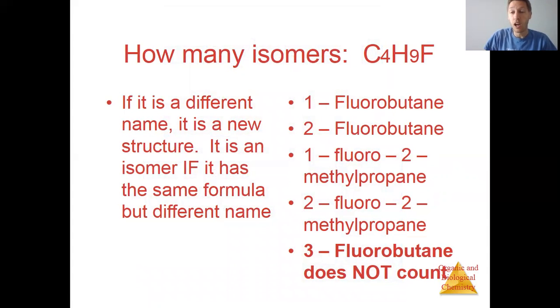Something else to mention too when it comes to this is double bonds and triple bonds. You need to have the same number of hydrogens too. So if some molecule has a double bond and another molecule doesn't, for hydrocarbons, they're probably not isomers of each other. All right, Godspeed.